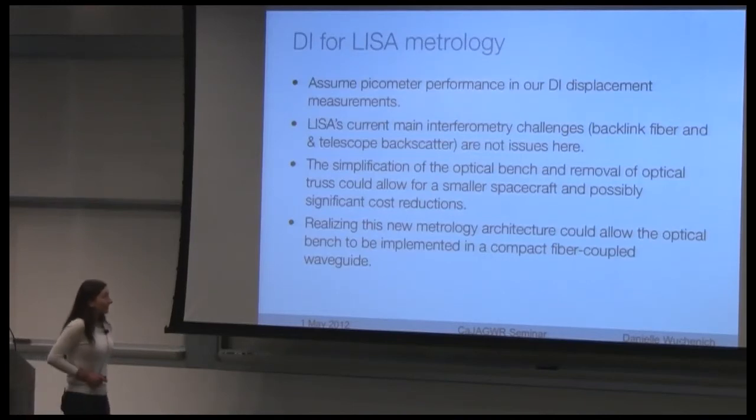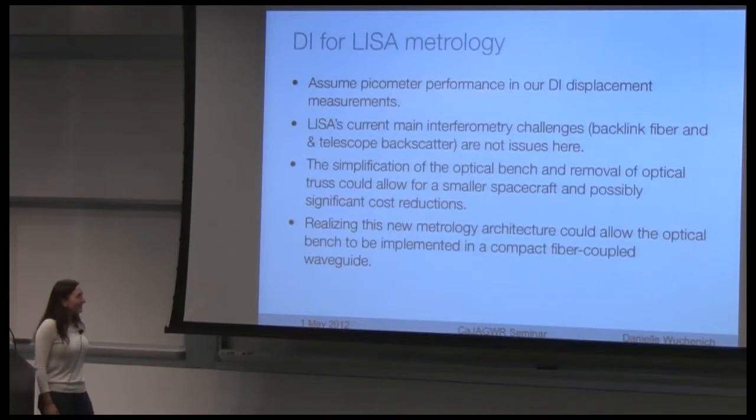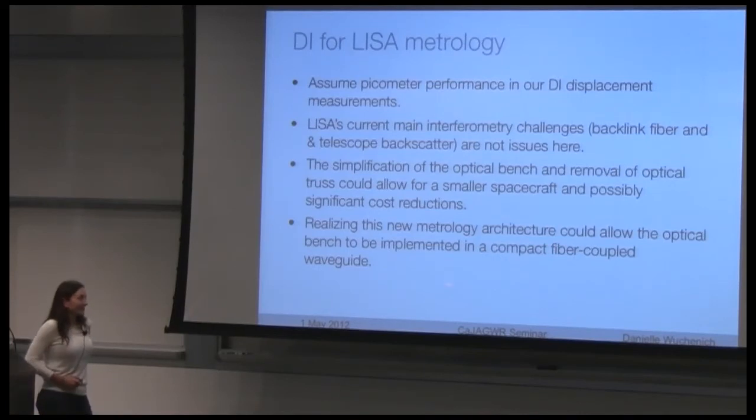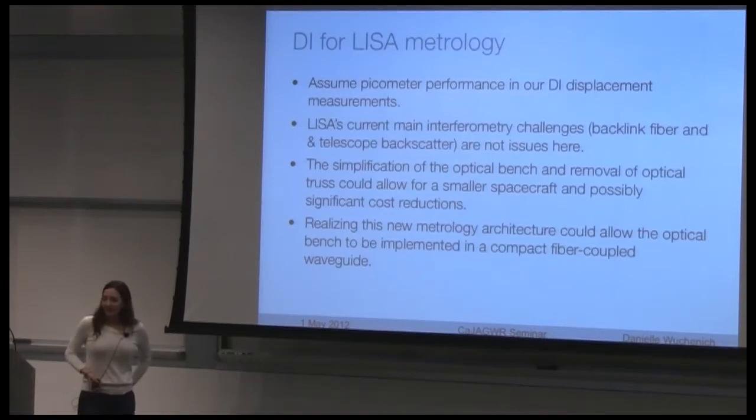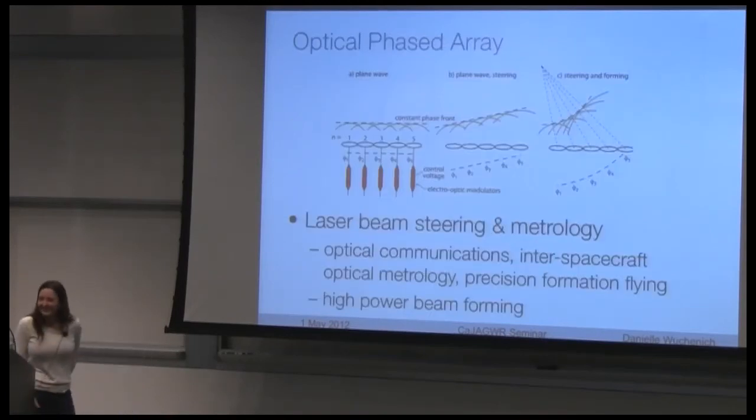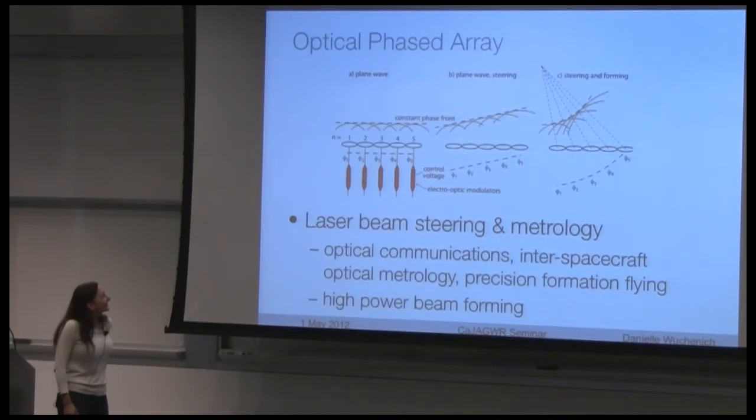The other thing is, like I said, the simplification of the optical bench. If you could get rid of that big piece of glass, you could have significantly lower costs and perhaps a smaller spacecraft. And again, this could maybe be implemented on a small waveguide. Again, that's kind of just early work. Don't jump on it too much.